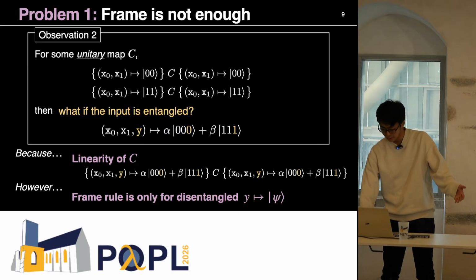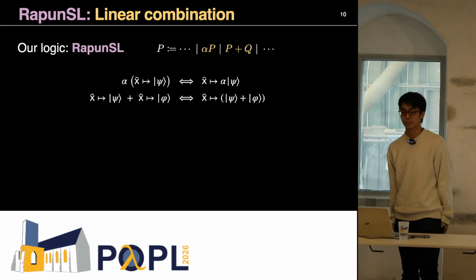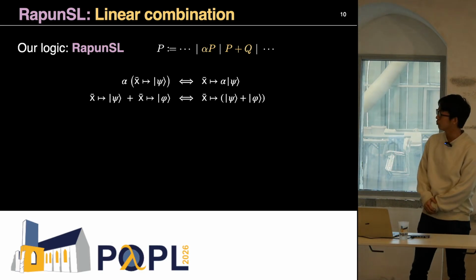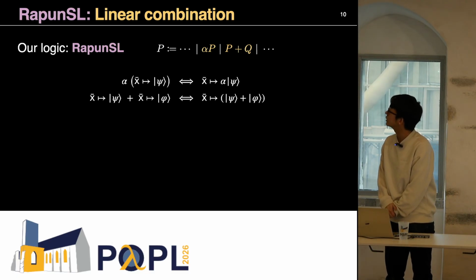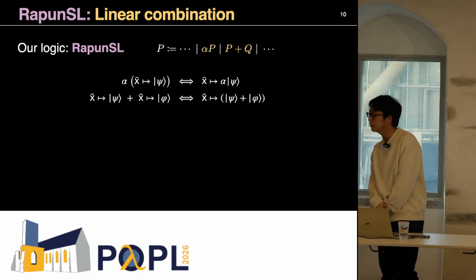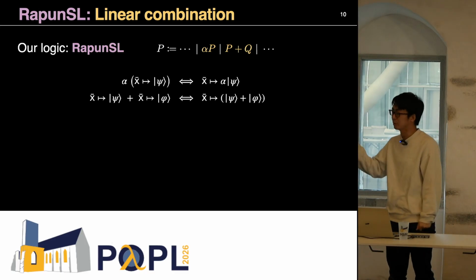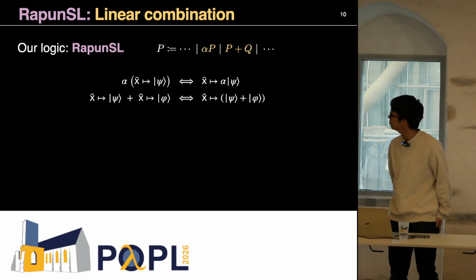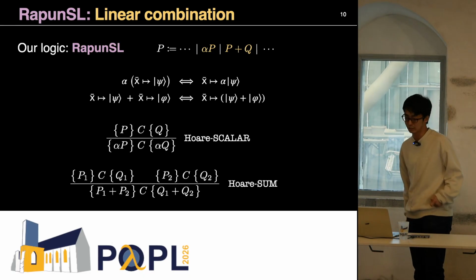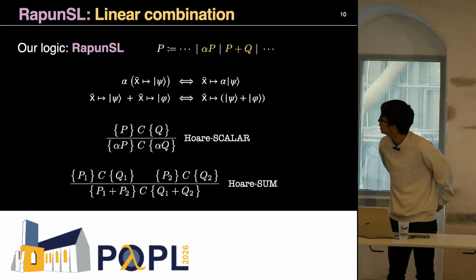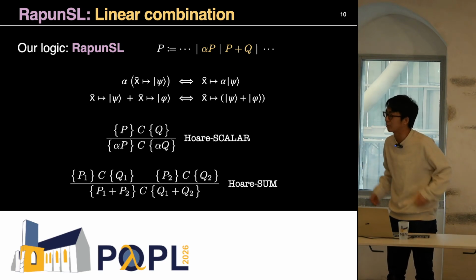The idea in our work is just to add a linear algebraic structure for propositions. What we introduced in our logic is, first, a scalar multiplication for propositions and a sum for propositions. Each of them corresponds with the usual vector calculus, and we also have a corresponding derivation rule for this. The first one says if you have a Hoare triple, you can multiply by some scalar to derive another one.